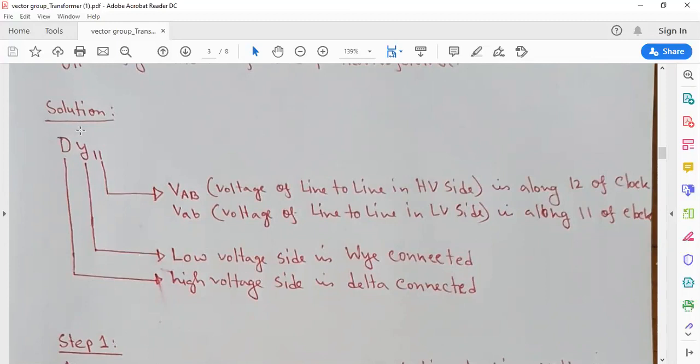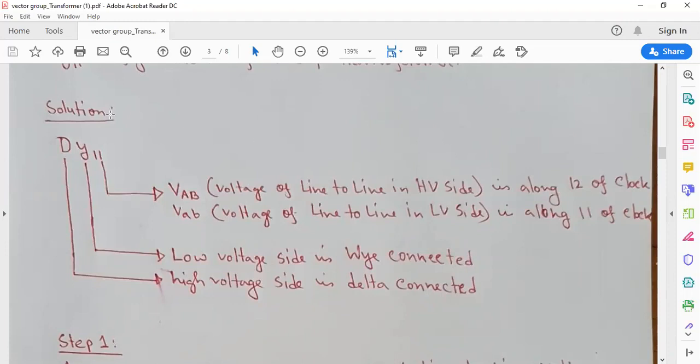So now, what does this 11 mean? 11 means D, the voltage of D connection, the line to line voltage of D connection. This is VAB. I have written it as capital AB. The line to line voltage on the high voltage side is along 12 of the clock, and on the low voltage side, the line to line voltage VAB is along 11 of the clock.